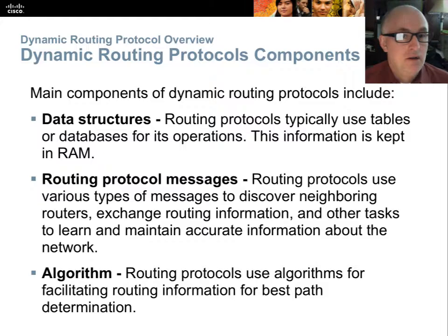So they take a fair amount of your RAM, especially if you have a lot of routes and a lot of routers. They also have some type of message structure. So these messages are sent between routers and their neighbors to inform the neighbor routers about new routes that might be available or changes in routes. And they send these at varying frequencies depending on the routing protocol, but all dynamic routing protocols have a message that they send back and forth between the routers.